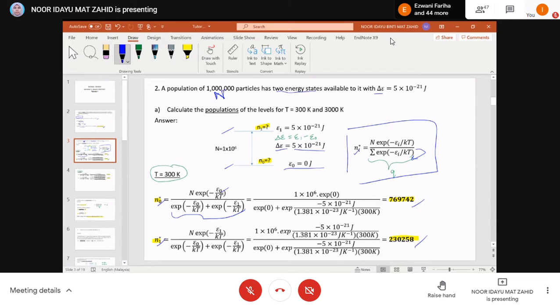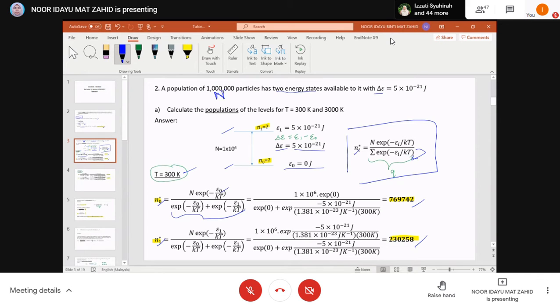How about your denominator? Exponential 0 due to the 0 joule from the lower energy, plus exponential negative 5 times 10 to the power of negative 1 joule. This is from your energy state level 1. Divide by k, the Boltzmann constant, multiplied by T, the temperature, 300 Kelvin. So I'm solving for the 300 Kelvin system first. The population at the lower energy level would be 769,742 particles.